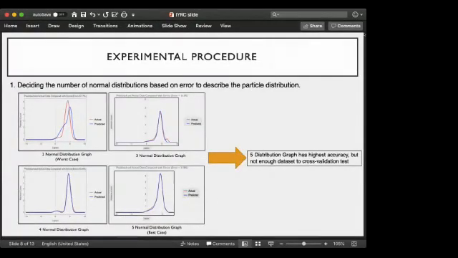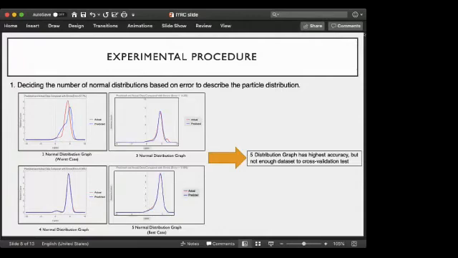This research is divided into three different procedures. Firstly, deciding the number of normal distributions to describe the particle size distribution. Secondly, determining the transformation matrix using the parameters from the number of normal distribution functions. And lastly, calculating error and measuring the performance of the found prediction.